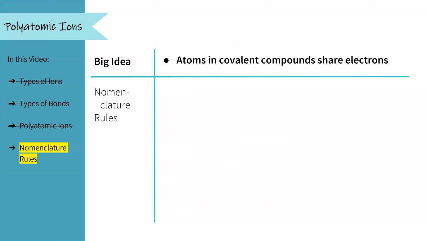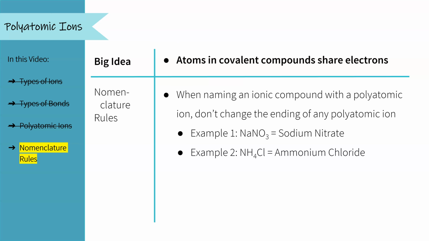Lastly, let's talk about how to name polyatomic ions. Polyatomic ions have specific endings, which you saw in the previous slide, and so we're not going to change the ends of them like we would a monatomic ion. So here we have sodium nitrate. Nitrate keeps that ATE ending. In the case of ammonium chloride, where the polyatomic ion is the cation and comes first, and chlorine is the monatomic ion, we'll still change the ending of chloride because it's not the polyatomic ion.